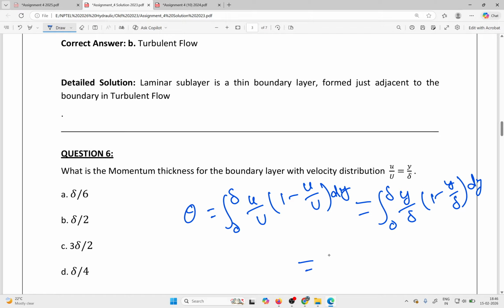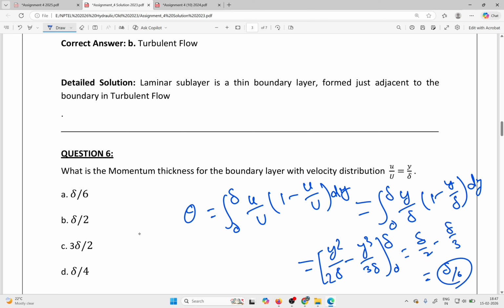So after solution, what you will get? y square by, after integrating, delta minus y cube by delta, and this is your limit 0 to delta. So delta by 2 minus delta by 3. So definitely we'll get delta by 6. So your option A is correct.